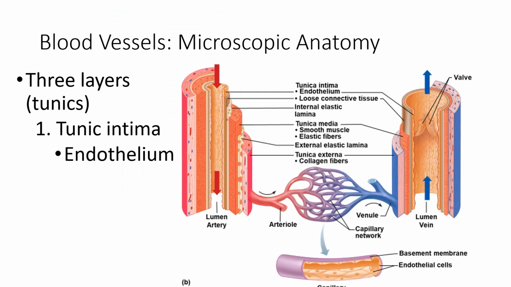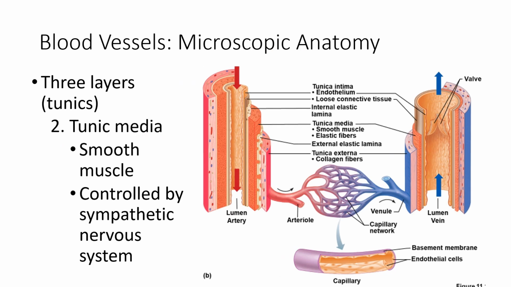So let's continue. This is the microscopic anatomy of arteries and veins, comparing the two. So there are three main layers. First is the tunica intima, which is made up of endothelium. So this first layer is the tunica intima. It is made of endothelium, which is very smooth so that the blood can flow freely.